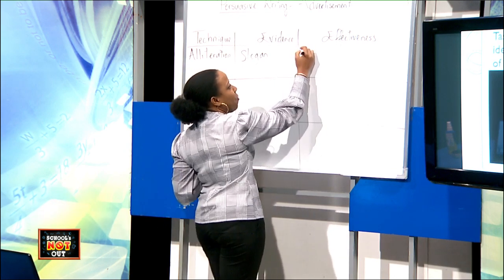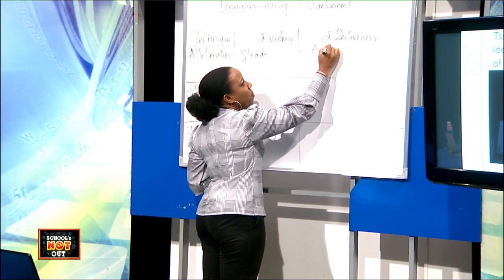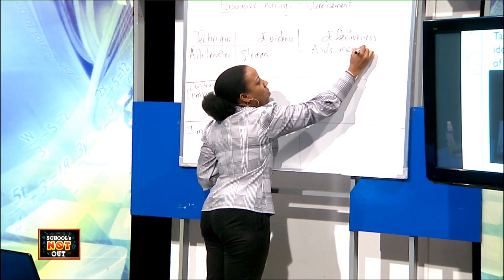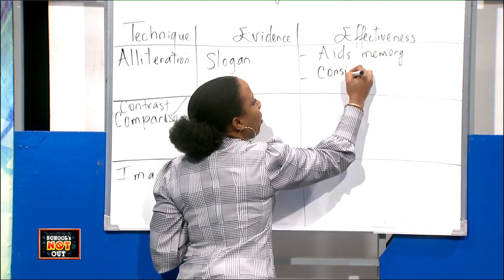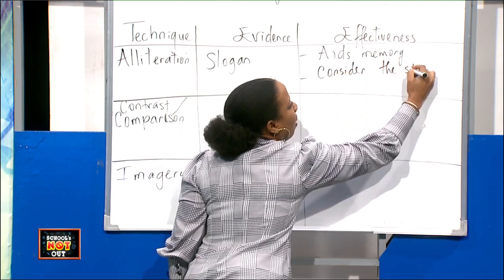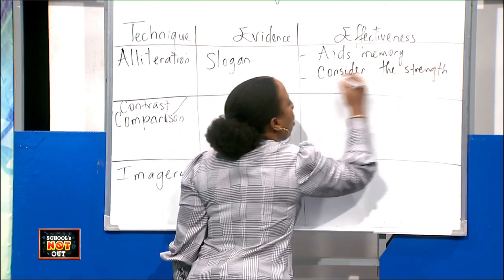So let us write effectiveness. Aids memory, that's one, and two, gets us to consider the strength of the service or coverage.